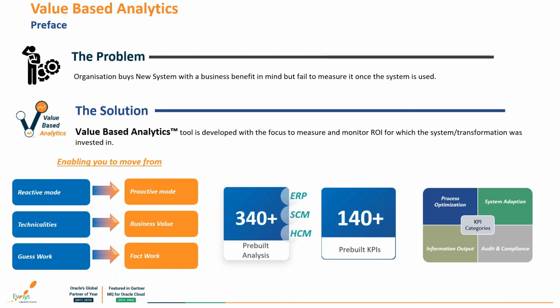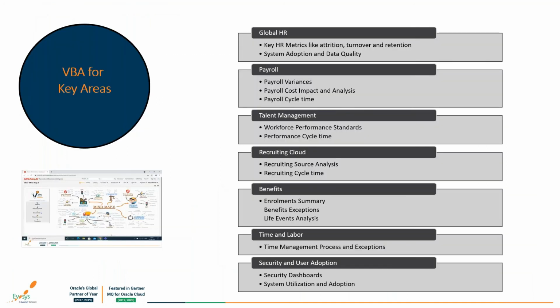This is a tool which gives the focus to measure and monitor the return on investment for which the system or transformation was made. This enables us to move from reactive mode to proactive mode in the business processes, and also we have 340 plus pre-built analyses available in the system, including ERP, SCM, and HCM, and 140 plus pre-built KPIs. So we'll look into those features. Today we are mainly focusing on recruiting cloud. For recruiting cloud, it has recruiting source analysis.